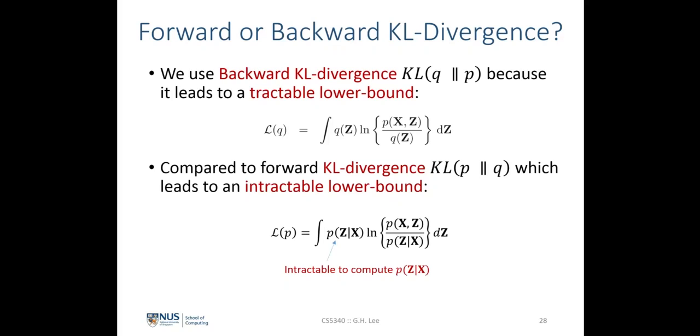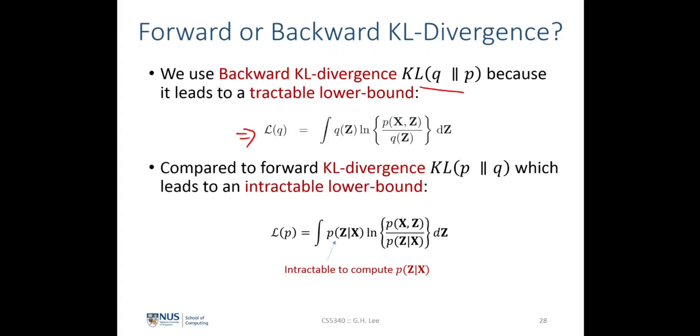So we've seen the difference between the forward and the backward KL divergence, and now the question is which one should we use for our variational inference? The choice is that we will use the backward KL divergence, which is given by this expression over here, because it leads to a tractable lower bound expression, as shown in the previous slide, or as shown in this particular expression here.